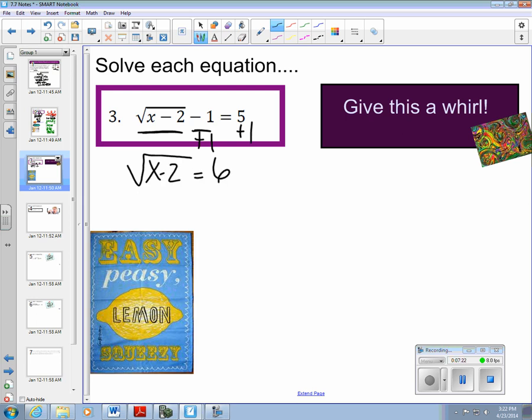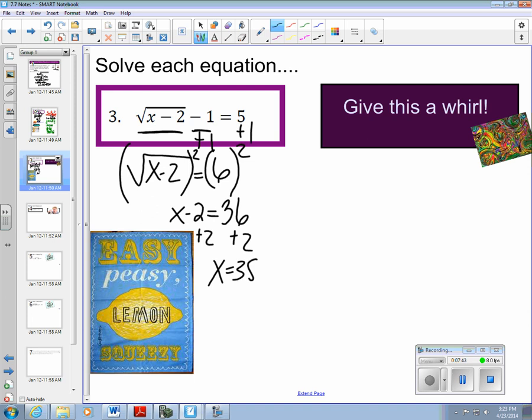And then now that we have our radical alone, now we can square both sides. All right, so squaring both sides, the radical disappears and we're left with x minus 2. 6 times 6 is 36. And then the last step to get the x alone, we're going to add 2. So x is equal to 36 plus 2, which is 38.